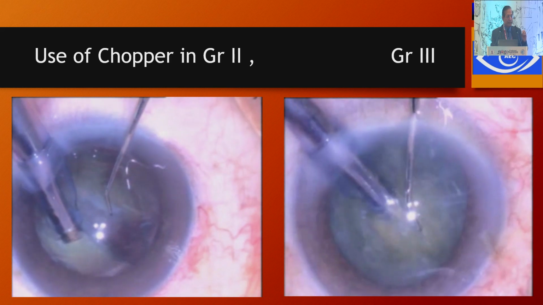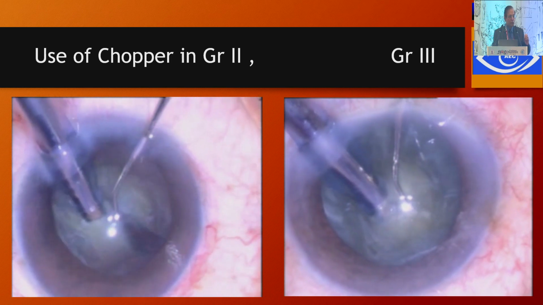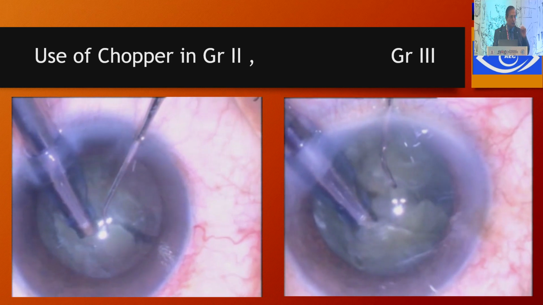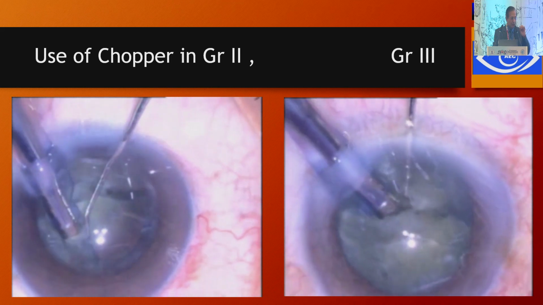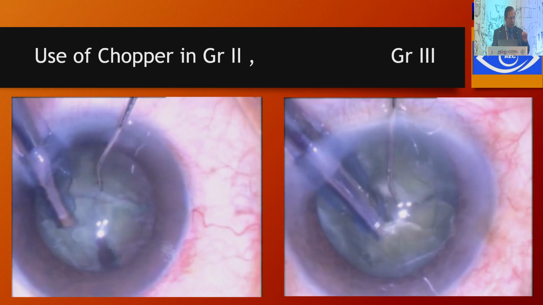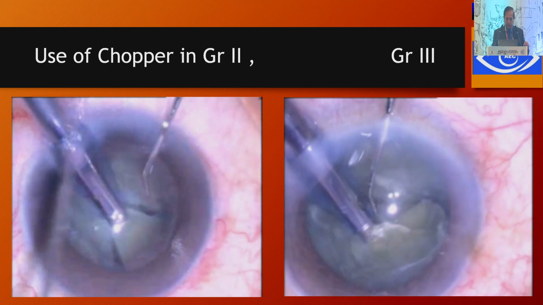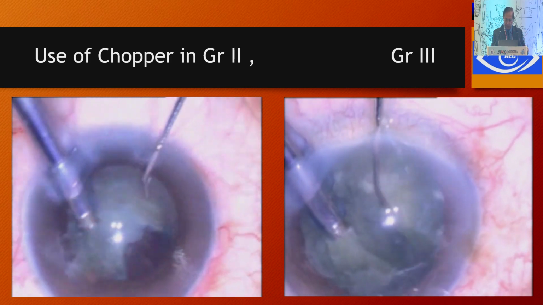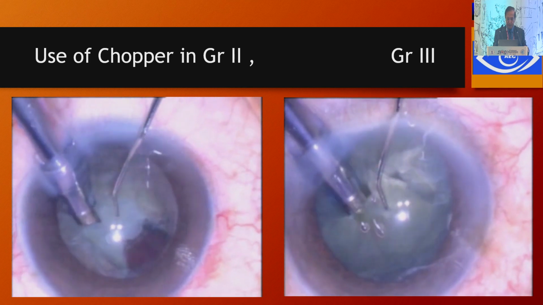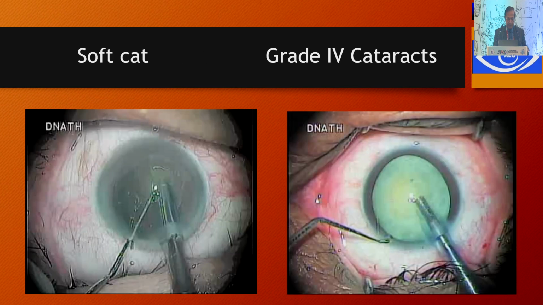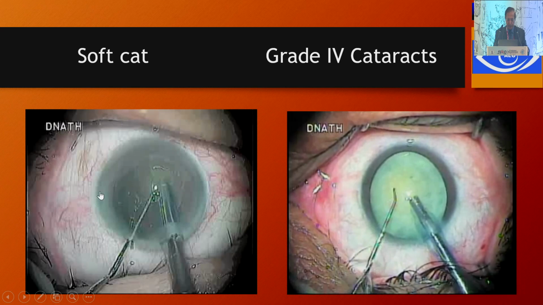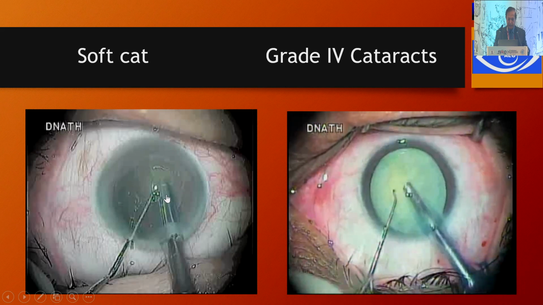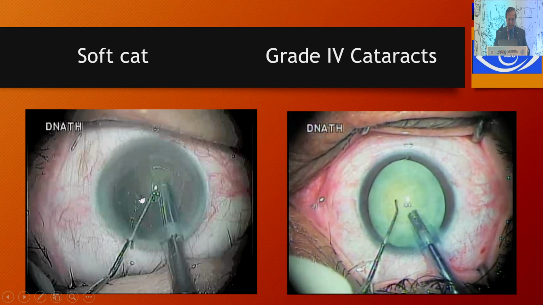In the soft cataract, you can do the vertical chopping with the same instrument because this chopper comes in two forms, blunt and sharp. Sharp is for the vertical chopping and the blunt is for the horizontal chopping. See, both here, the vertical chopping is done. And if you see, one side is the soft cataract and another side is the hard cataract.